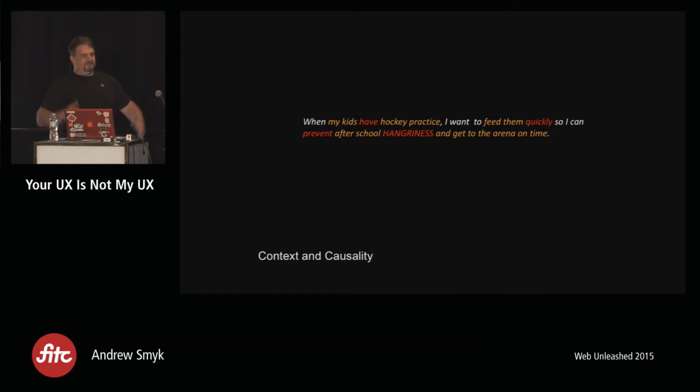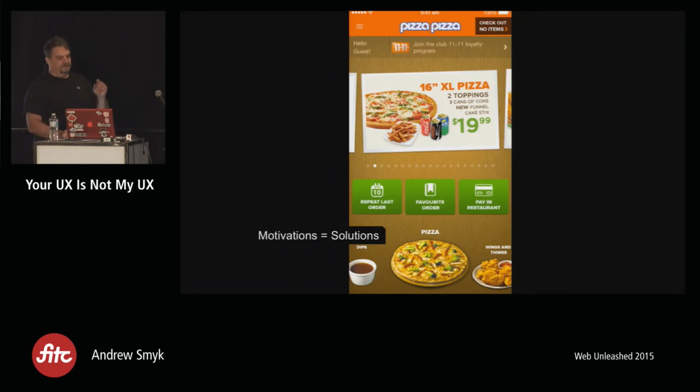So, I have kids. They have to go to hockey practice. I have to feed them quickly, prevent hangriness. How many people have experienced hangriness, whether at work or anywhere? It's awesome dealing with hangriness. So if you have context and causality, you can then look at the motivation and the solution. So a lot of pizza apps, and I use one because they're really close in my neighborhood, I know that I'm going to get the pizza really soon.